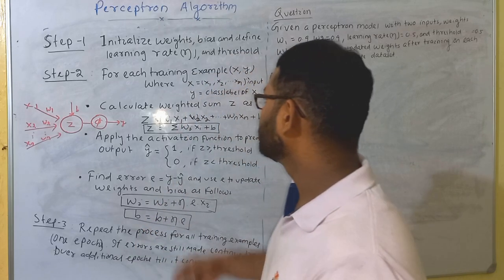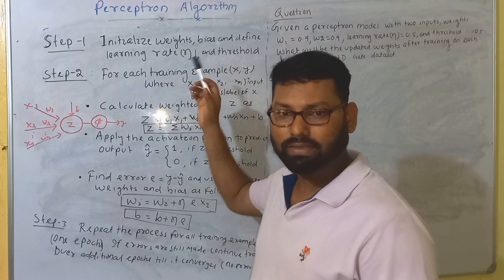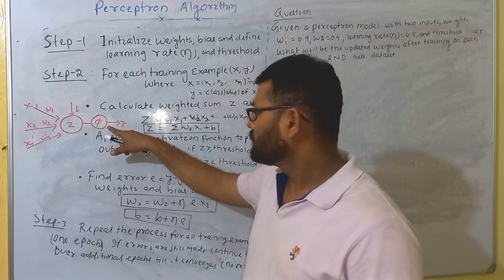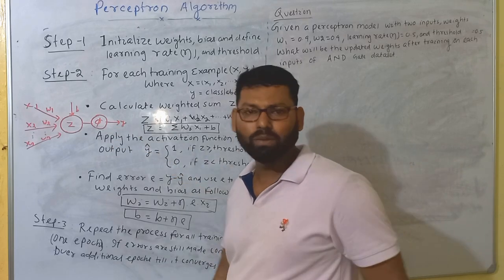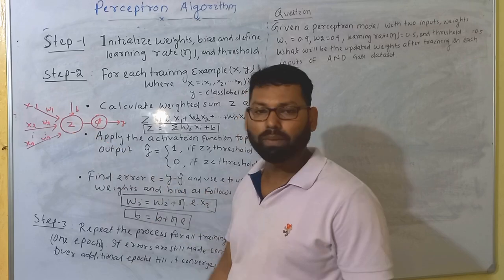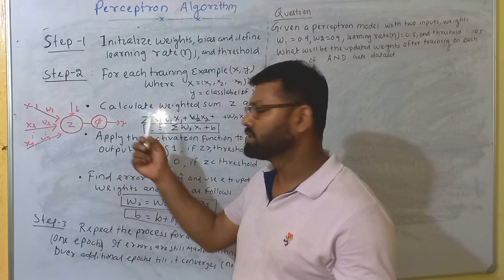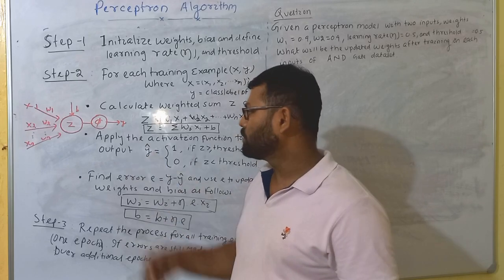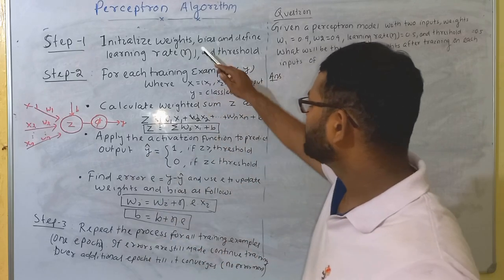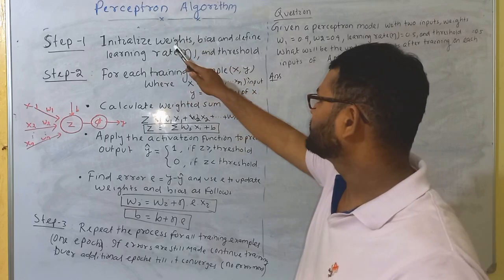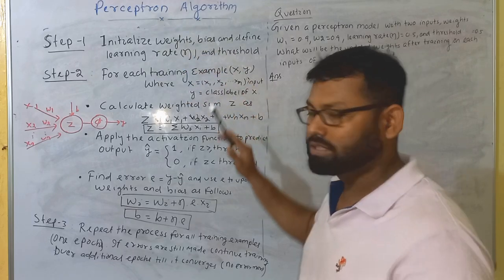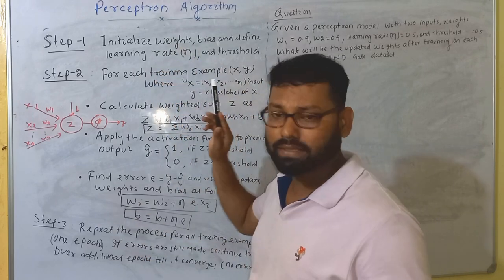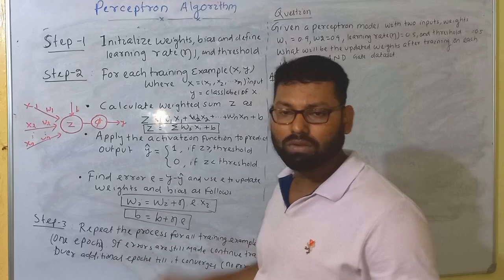Okay, so the learning rate is there, and it is given in the question in the exam. And for the threshold, you know that here is the step function. To predict the output, you need that threshold. If the weighted sum value is greater than the threshold, the output is going to be 1. If the weighted sum value is less than the threshold, the output is going to be 0. So these are the things we need: weights, bias, learning rate, and threshold. In step number 1, we initialize random values for weights and bias, and in the question the learning rate and threshold are given.